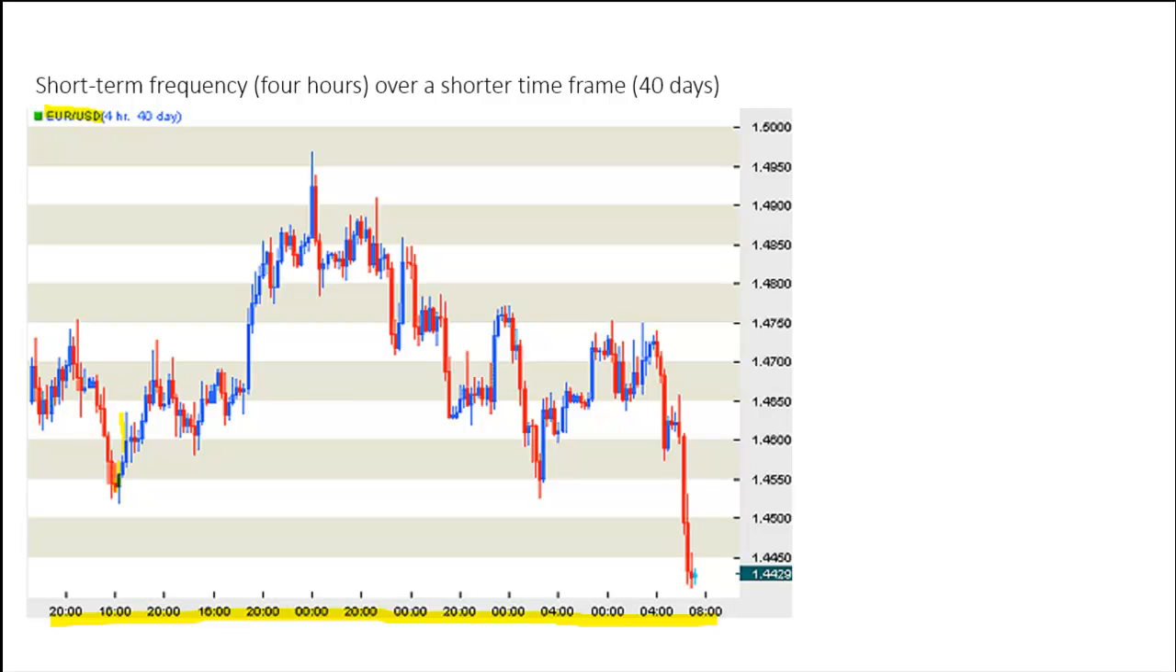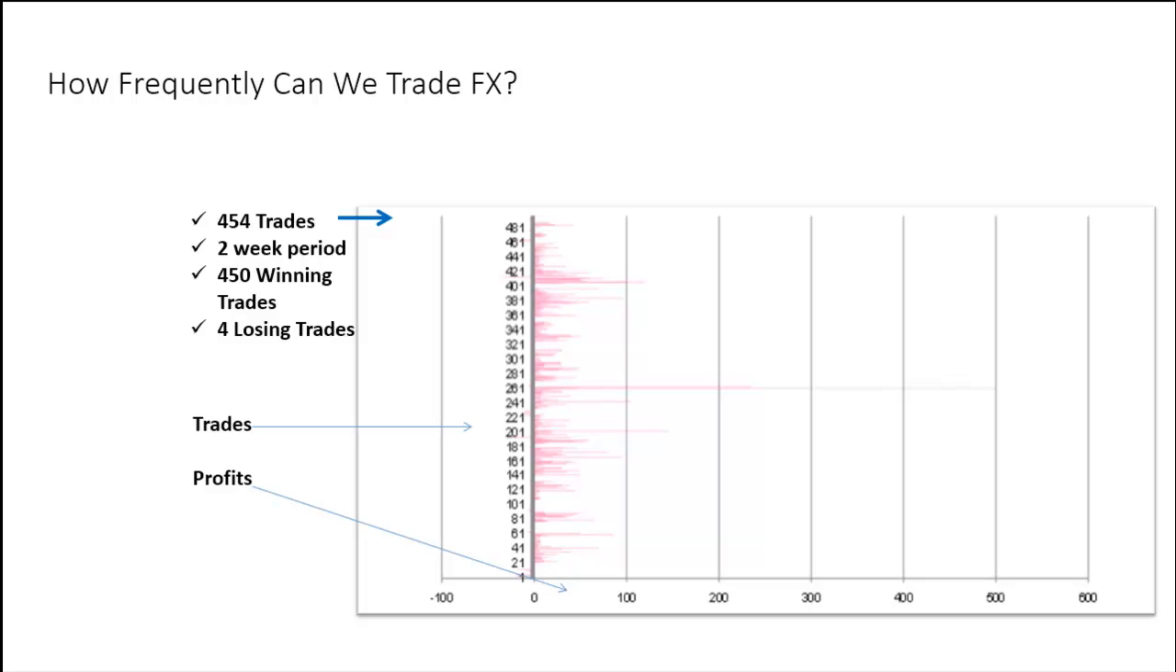How often do we trade? Well, let me show you a chart of the number of trades I once placed. This is 454 trades. Here what you see is the number of the trades. By the way, the extra numbers are charges, and I'll explain charges in due course in future lectures. It was done over a 2-week period. There actually happened to be 450 winning trades and only 4 losing trades. And what I've written down here is the value of the wins and the losses.